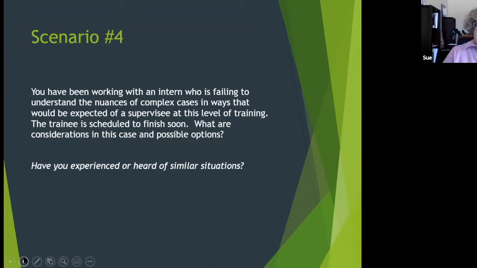Scenario four: you have been working with an intern who is failing to understand the nuances of complex cases in ways that would be expected of a supervisee at this level of training. The trainee is scheduled to finish soon. What are considerations in this case and possible options? Have you dealt with or heard of a similar situation?